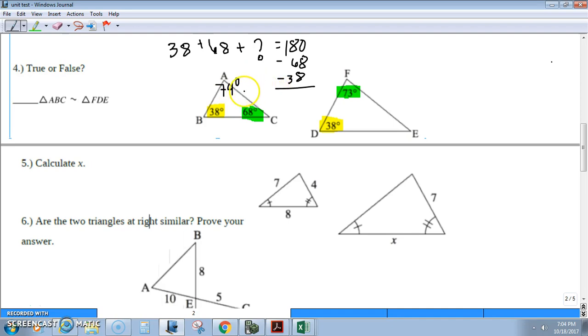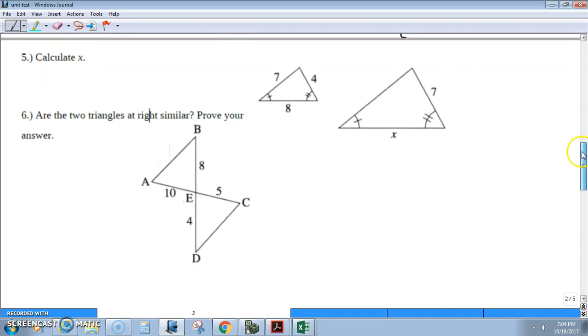So I can already tell just by doing that much that they are not similar, because I already know that this angle's different than this angle. So they are not going to have all the same angles, because this is 73 and 38. So this other angle must be 74 and 69. This must be 69 degrees. Okay, so they do not have all the same angles. So this is a big false. All right, let's keep going.